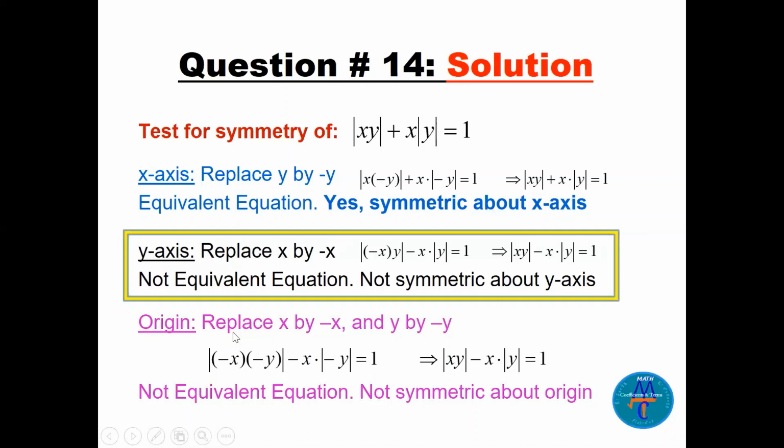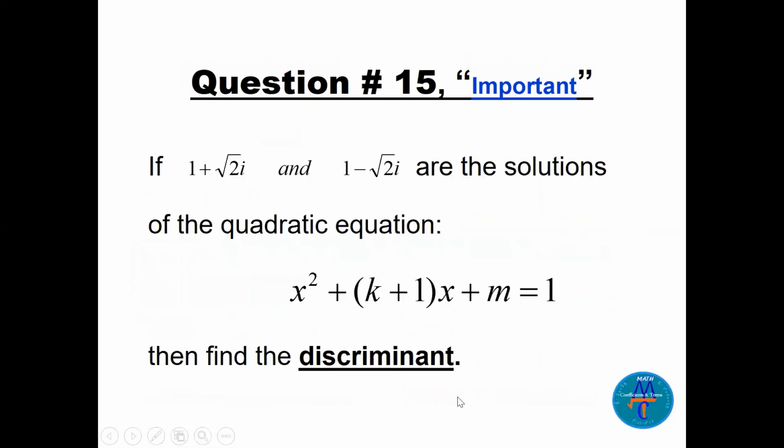If you replace in the origin, we have to replace both x by minus x and y by minus y, you will get also again minus in the middle here. So this is not symmetric about the origin. This is a nice question, I think.